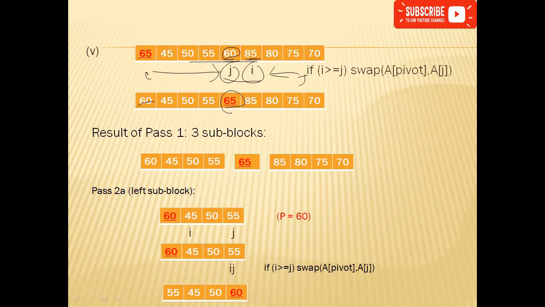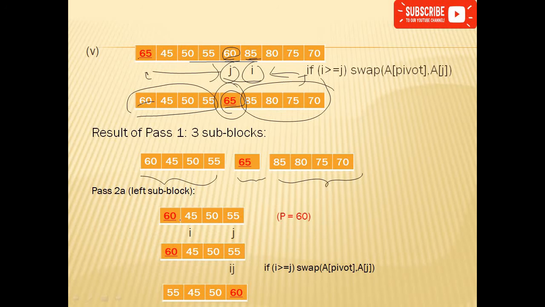And then after that, we need to divide into sub-blocks. So this will become one block, this will become one block, and this will become one block. So I divided into 3 blocks. Again we need to repeat the same process for these 2 blocks, left hand side and right hand side.